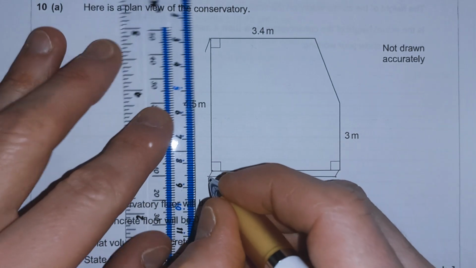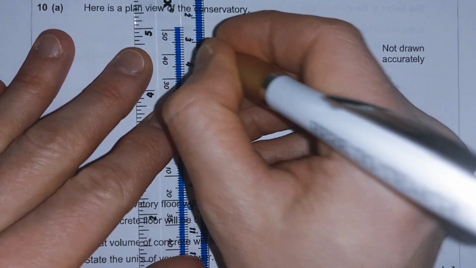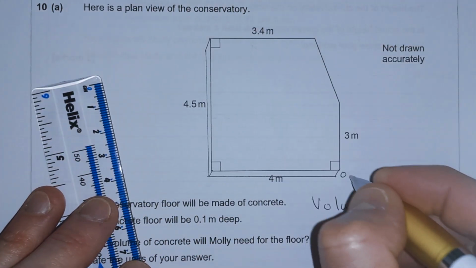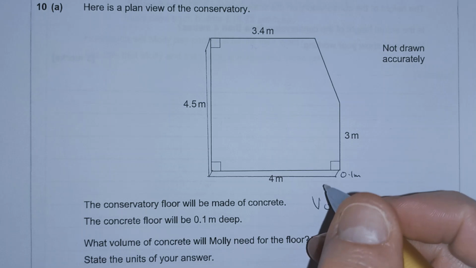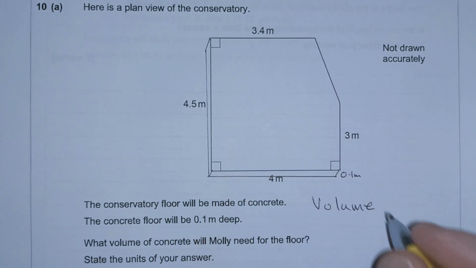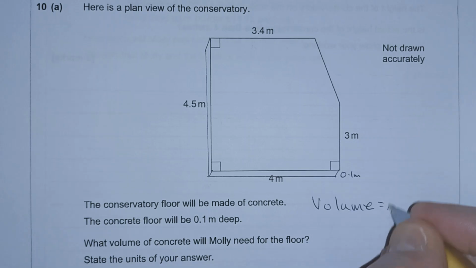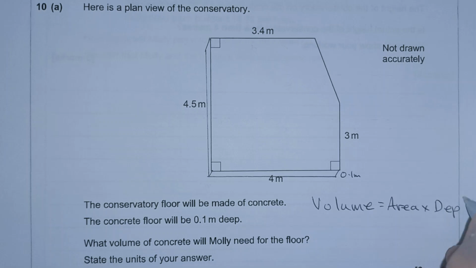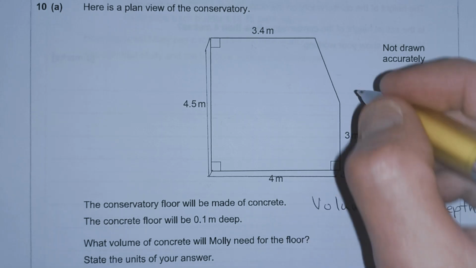Just so that you can see this is a 3-dimensional shape. And it's this measurement which is our 0.1 metre deep. Well, if we can work out the area of this, then we can multiply it by the depth. So it's going to be the area times the depth. Right, we've just got to work out the area of this shape. Well, it's not totally straightforward unless we split it up into shapes that we know.